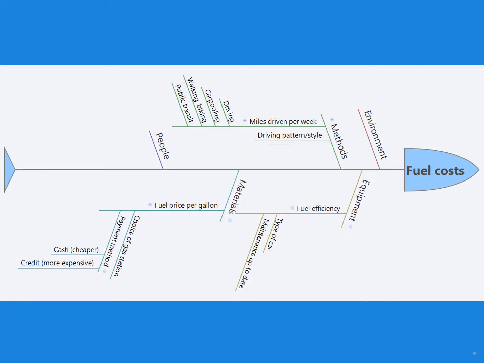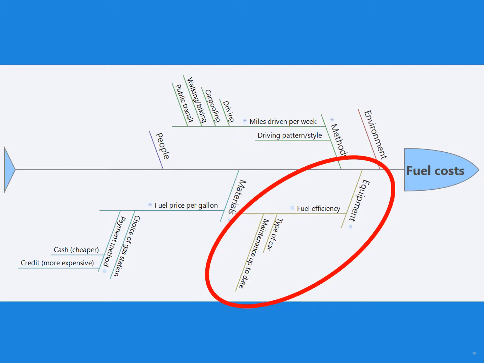When I'm trying to decrease my fuel costs, there are a couple of things that go into it. I can look at the methods that I use when I'm driving. Everything from the miles that I drive per week, and things that go into that are whether or not I drive or carpool or walk or bike to work or use public transit, and then also my driving pattern or style. I can also look at the equipment. Particularly, I can look at the fuel efficiency of the car I drive, which is influenced by the type of car and the maintenance that I do on the car.